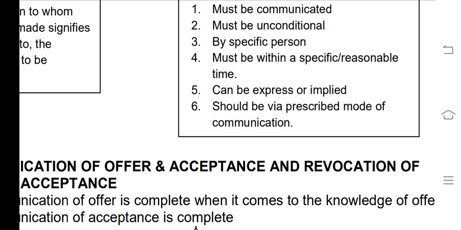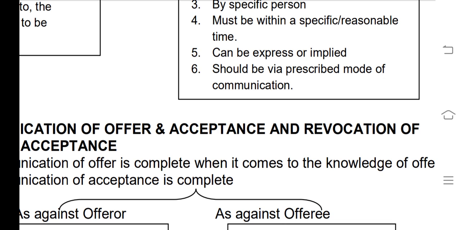Acceptance must be given by a specific person. When we give an offer to a specific person, a particular person, or a particular group of persons, in such a case the acceptance can be given only by that specific person or that particular group of persons. If any stranger gives the acceptance, in such a case it will not be treated as a valid acceptance, and the offer will be discharged.